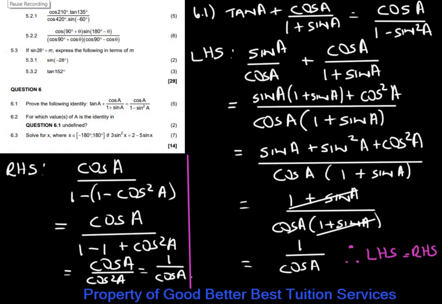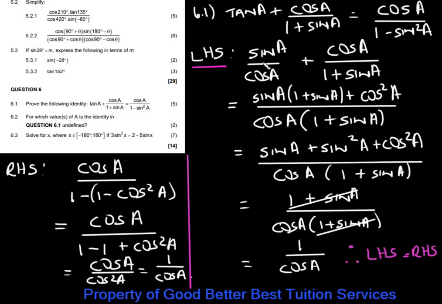Now let's look at this identity in question 6. Here we are going to simplify both the left hand side and the right hand side. As you can see, it's quite a lot of work, but what we are going to do is we are going to simplify step by step. So the first thing I'm going to do is I'm going to work on my left hand side. So if I look at my left hand side, I've got tan of A. Tan of A I'm going to change to sine of A over cos of A plus cos of A divided by 1 plus sine A.